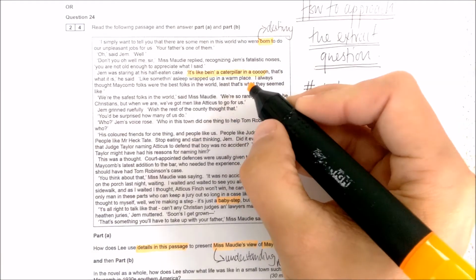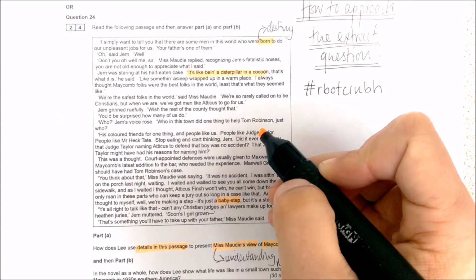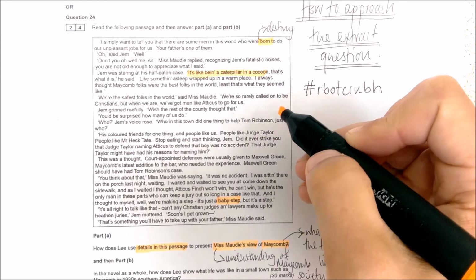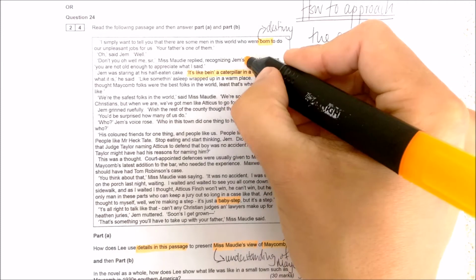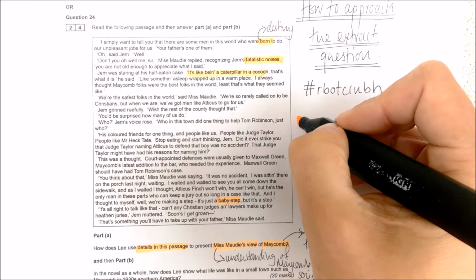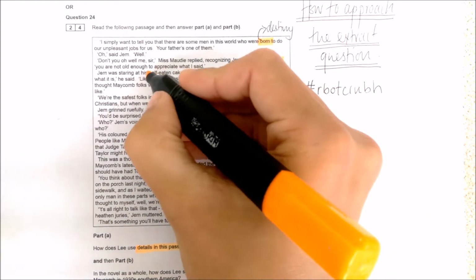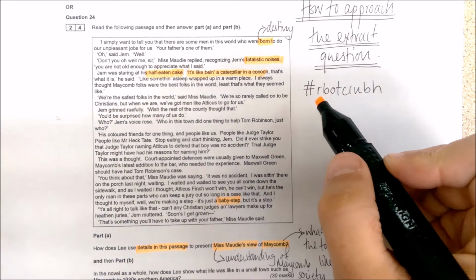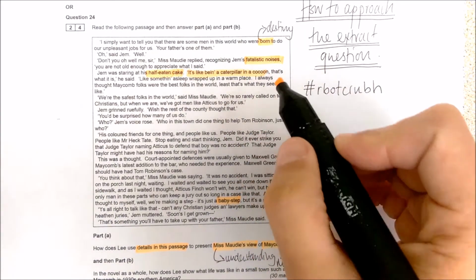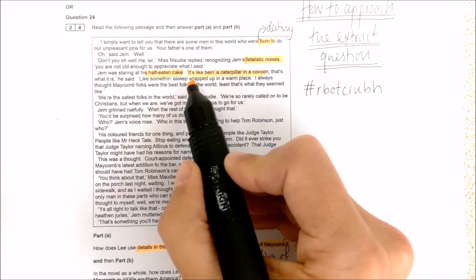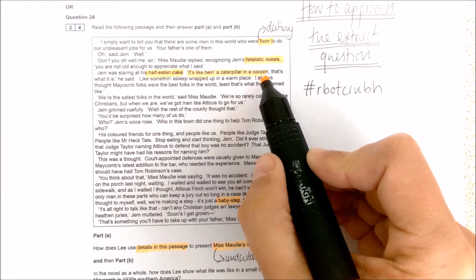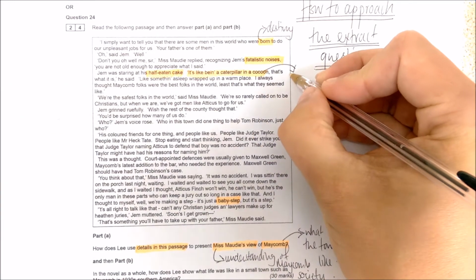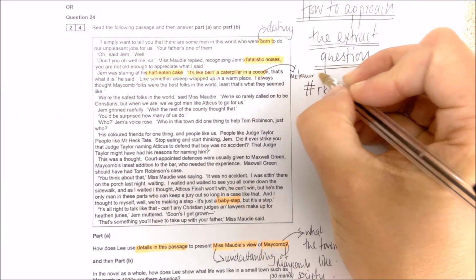I then pick up on the fact that Harper Lee in this next bit starts talking about Jem and Jem's realisation that life isn't exactly fair. So I'd pick up on his fatalistic noises. I'd probably pick up on his half-eaten cake. And then this simile, which of course is a simile, I'd also pick up on, but not just because it's a simile, because actually I think the idea of being a caterpillar in a cocoon ties to an idea of metamorphosis, of change.